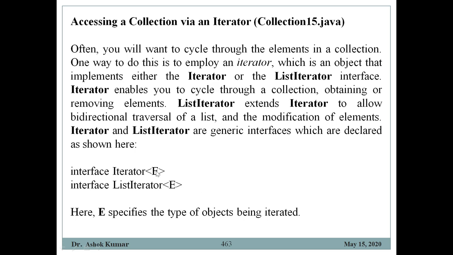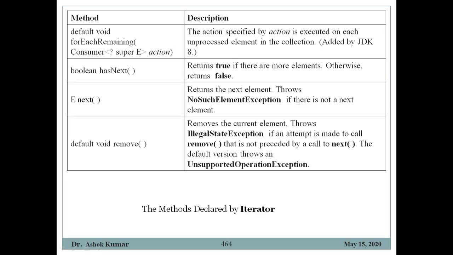This is the generic declaration of the interfaces Iterator and ListIterator. How you can use them we are going to discuss soon through the Java program written in Eclipse. These are the methods provided by the iterator. One is hasNext, which returns true if there are more elements in the iterator, and false otherwise. The next method returns the next element in the list. It can be a hash set, a tree set, or some other collection. And remove can remove elements from the list.